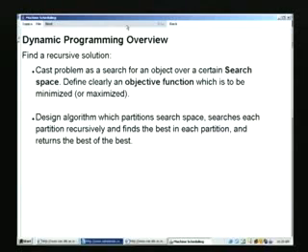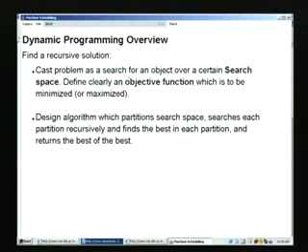So here is a quick overview of dynamic programming. The first idea is to find some kind of a recursive solution. How do we do that? Well, we cast our problem as a search for some object over a certain search space. So it's useful to define the search space quite clearly, as well as it is important to define clearly an objective function which is to be minimized, or sometimes it has to be maximized. Whatever it is, it has to be defined very clearly.